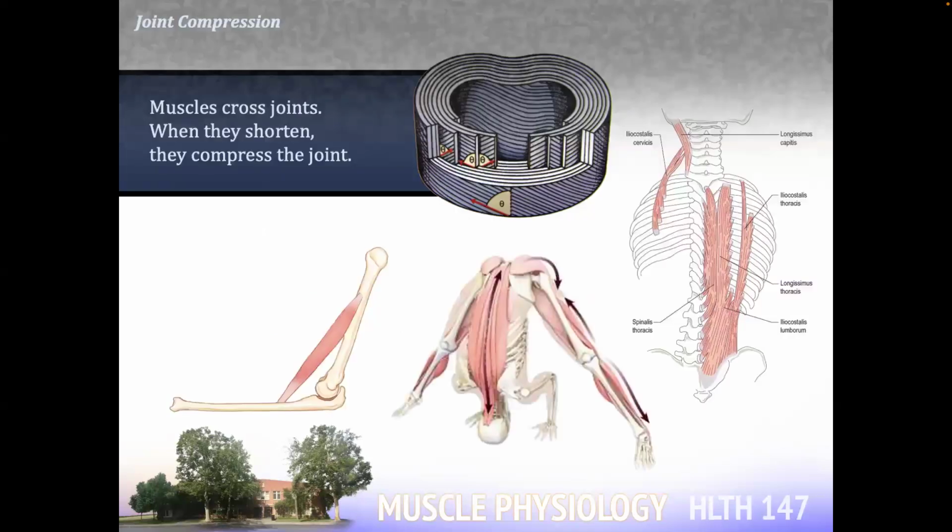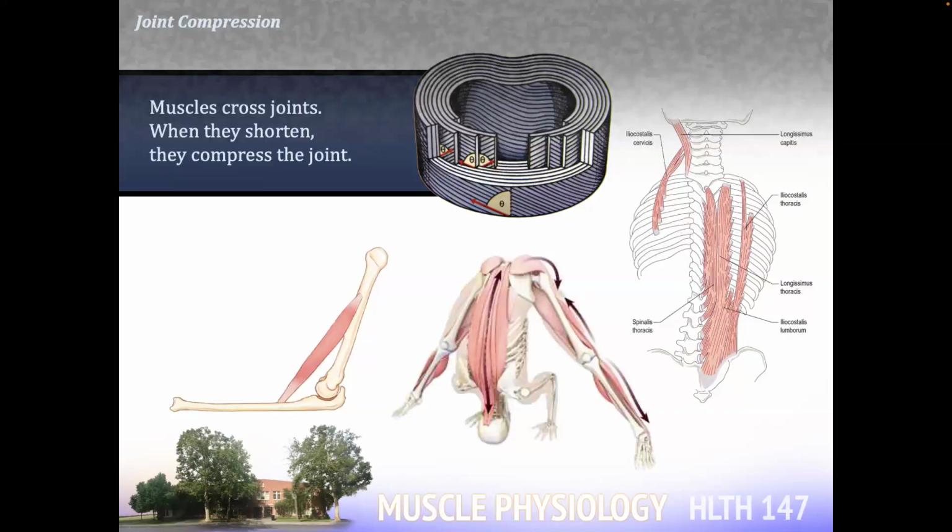So, as you already know, skeletal muscles cross joints. And when one of those muscles shortens through sliding filament theory, it compresses the joint that it crosses. It just rams the articulating bones together. And you can see this in the bicep diagram. The humerus and radius are pulled together when the bicep shortens.